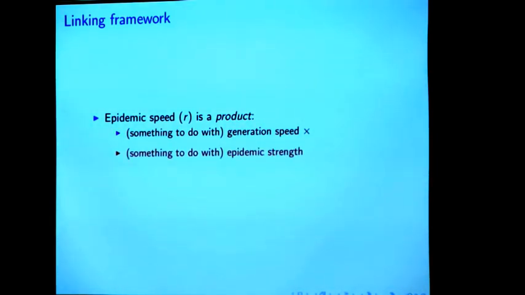So I like to think of epidemic speed as a product. This is how the danger thing makes sense to me. Epidemic speed, as a dynamicist, emerges from the generation speed and the epidemic strength. And in this context, it makes sense that if what we know is the speed, if what we know is little r, then generation speed is going to have a different kind of effect on our conclusions. Unfortunately, this simple product analogy is wrong, and I'm going to talk about ways in which we can make it closer. But for now, I'm just going to say epidemic speed is a product of something to do with generation speed and something to do with epidemic strength.